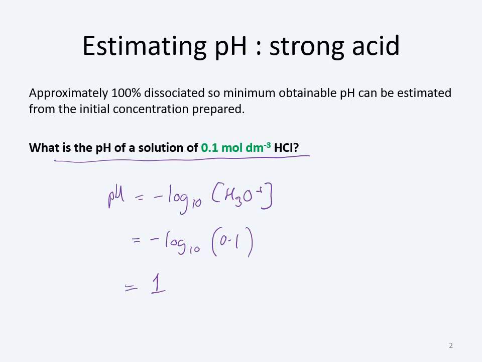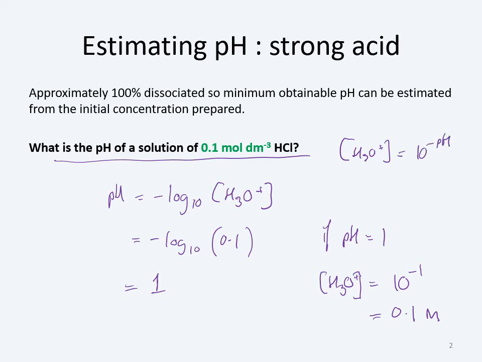And that's also the same as saying if the pH is equal to 1, then the concentration of H3O plus is equal to 10 to the minus 1, which is 0.1 molar. Yeah, 10 to the minus 1 because it's 10 to the minus pH. So if you just remember the relationship, concentration of H3O plus is equal to 10 to the minus pH, that's another way of writing the equation with the log in it. Okay, so we get the same results, but anyway, you should be able to do that if it's a strong acid.